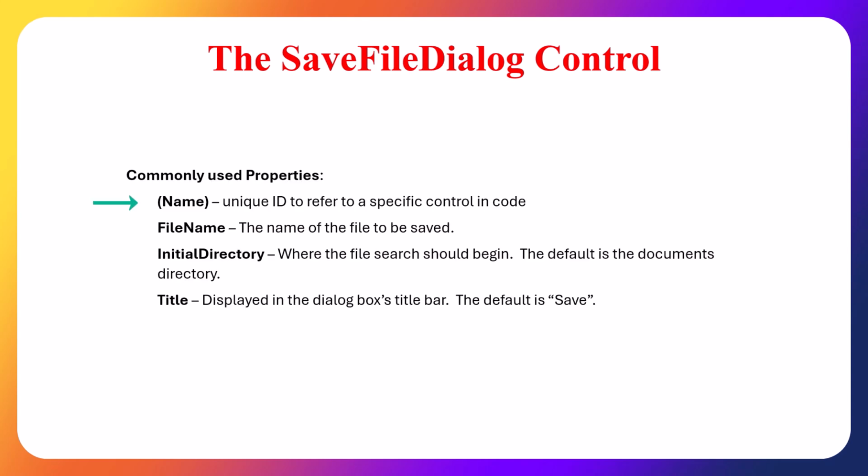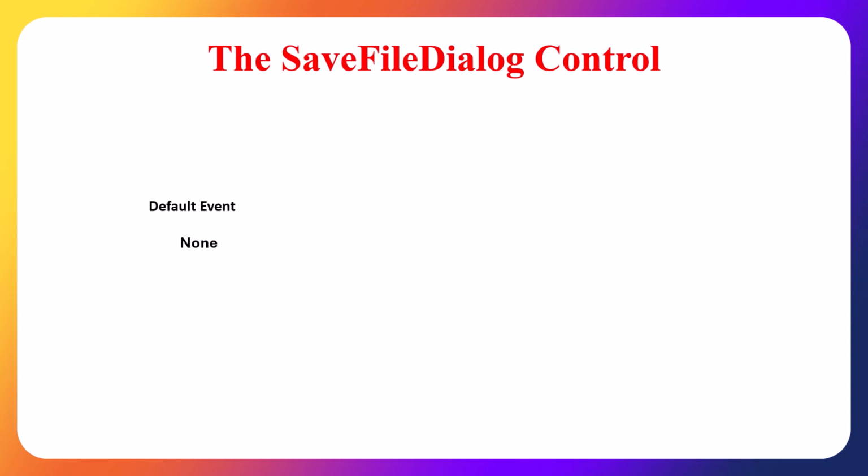Commonly used properties are: the name, a unique ID used to refer to a specific control in code; the file name, the name of the file to be saved; the initial directory, where the search for the file should begin, the default is the Documents directory; and the title, displayed in the dialog box's title bar, the default is Save. The default event, there isn't any.